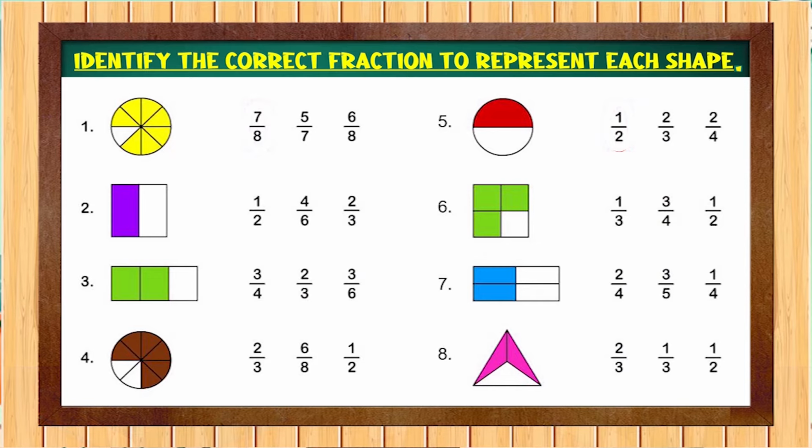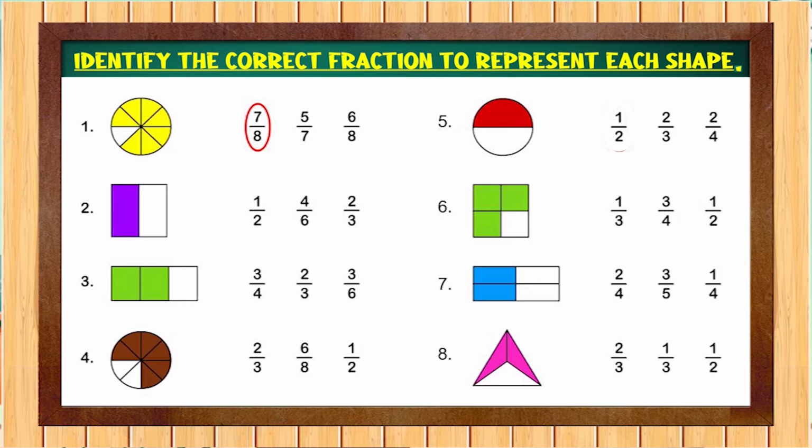Number 1, the shape is a circle. That circle is divided into 8 equal parts, and 7 of those 8 equal parts are shaded. From that, I know that the fraction has to be 7/8. Because 7 is the amount of parts that are shaded, and 8 is the total number of parts that a shape is divided into.